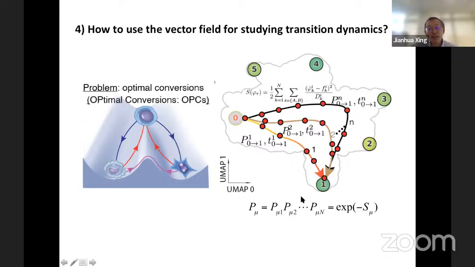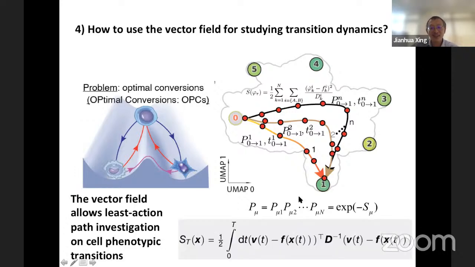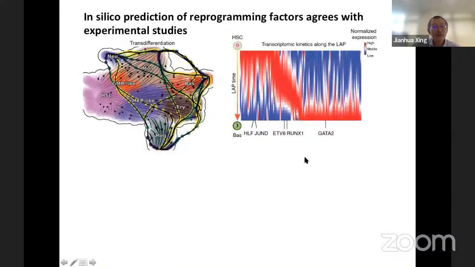Mathematically, for each path you can assign a probability, and you may realize it's essentially a Feynman path integral. Then you try to find the path with the minimal action. This least action path is the most probable path. So mathematically, you define the action like this, and you find the path that minimizes it along the trajectory space. So you can do this.